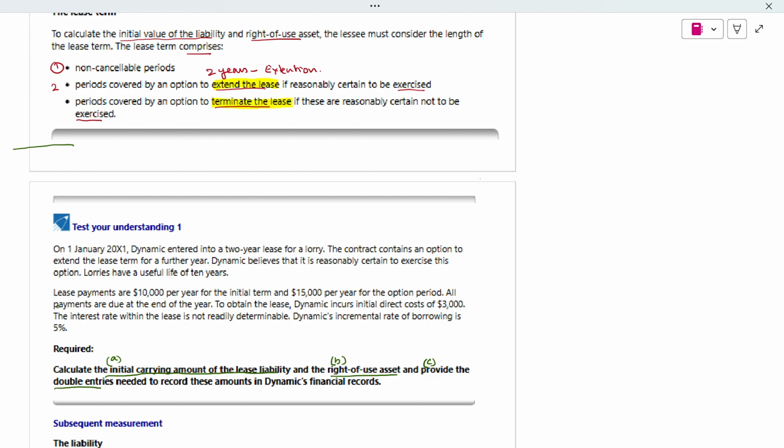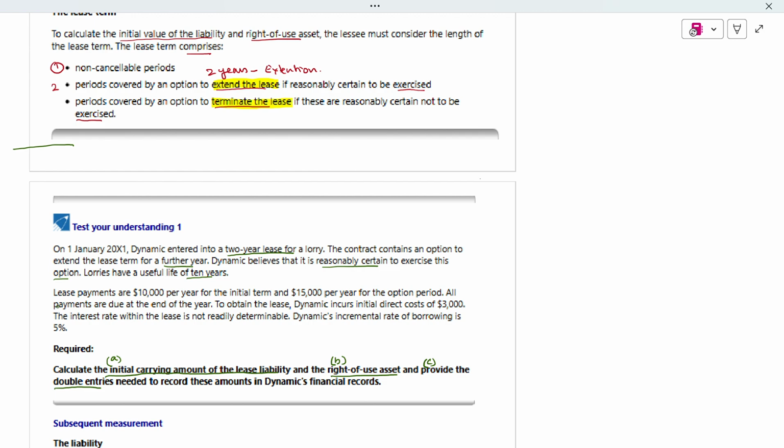On January 1st, Dynamic entered a 2-year lease for a lorry. The contract contains an option to extend the lease for another 1 year. Dynamic believes that it is reasonably certain to exercise the option, means they will extend it for 1 year. The life of the asset is 10 years. You are taking it for only 3 years. You are taking initially for 2 years and again you will extend it for 1 year.